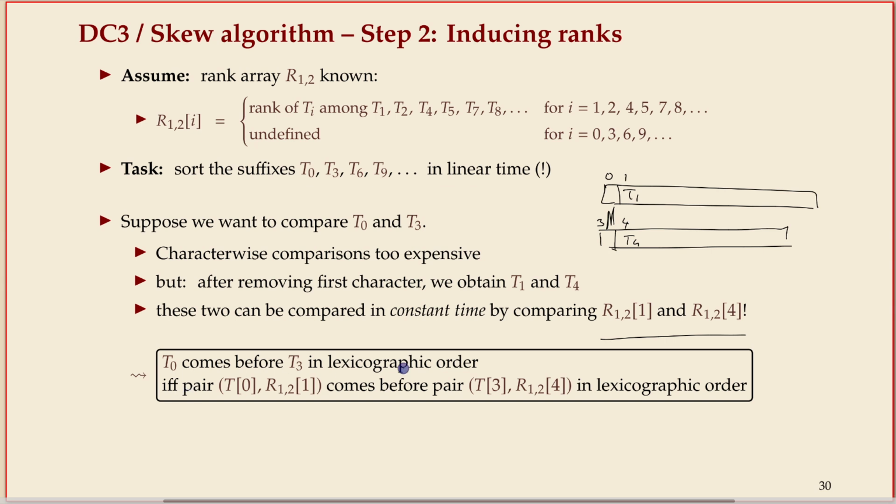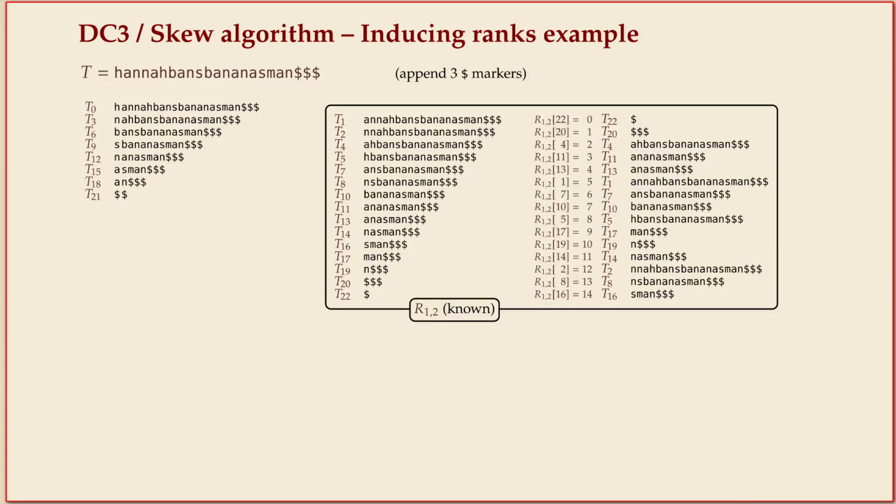So in a way, you can rewrite this. Instead of comparing the whole suffixes, you take the first character and then the rank of the remaining suffix. So you formulate these pairs. These are pairs of one character and one number. So those can be ordered in constant time. OK, that's the first trick.